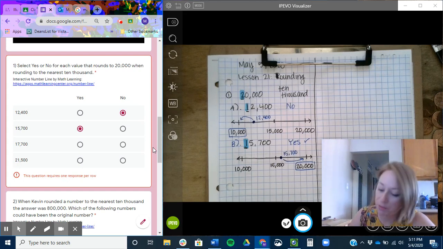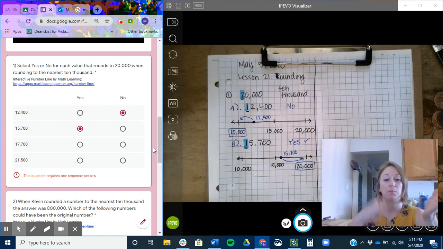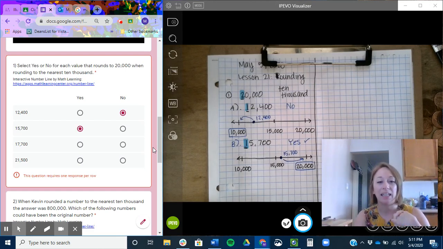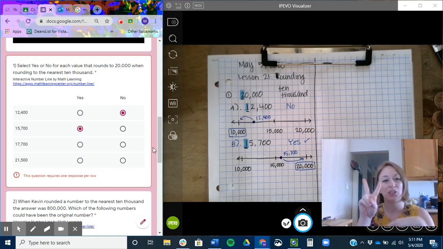I'm going to give you 2 minutes to try the third and the fourth example on your own. Use the number lines that we have done together, labeling the beginning, the middle, and the end, and also identifying the digit that is in the 10,000s place. Two minutes for the third and the fourth answer choice. Go ahead, go to work.